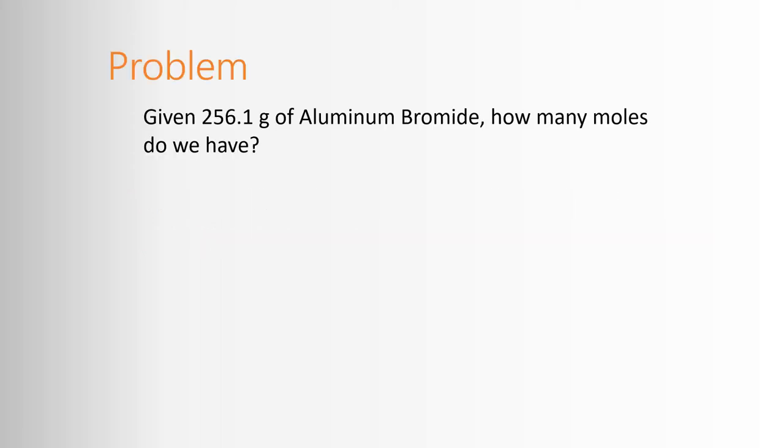So let's look at this. Let's say we have 256.1 grams of aluminum bromide. How many moles do we have? Well, aluminum bromide is AlBr3. And you're like, how do I know that? You don't at this point. In unit two, you're going to figure out how you would know that that's AlBr3, but at this point, I would have to tell you the formula unit I wanted you to work with.